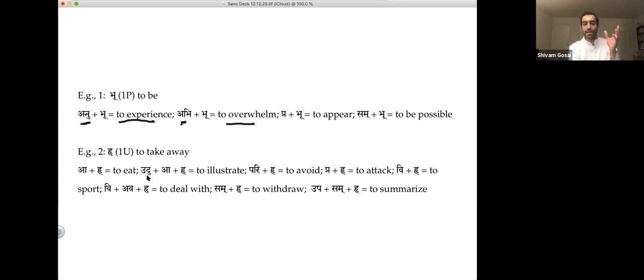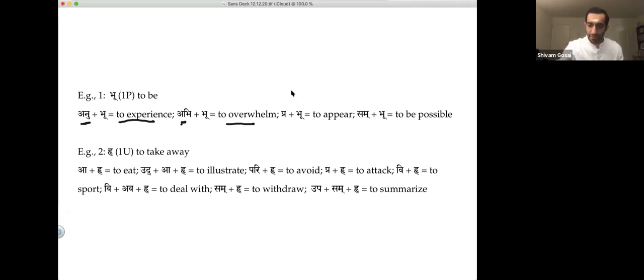Now, these upasarga or pradi don't have meaning by itself. Some people say that it has meaning by itself, but what we see is that it sometimes changes. It's not consistent, so we don't want to necessarily give the meaning. But at other times, yeah. So it doesn't have a meaning necessarily by itself.